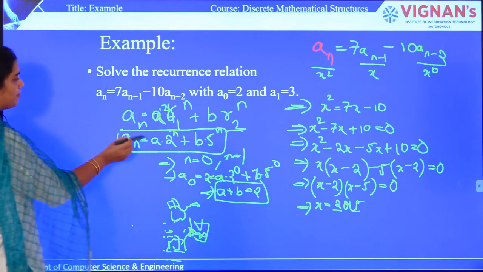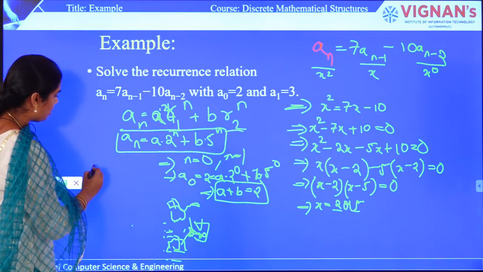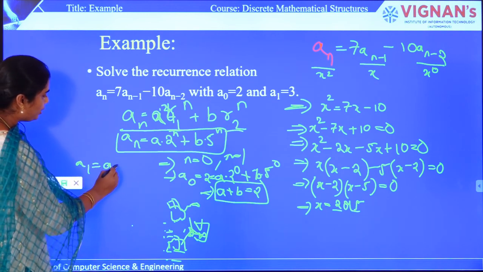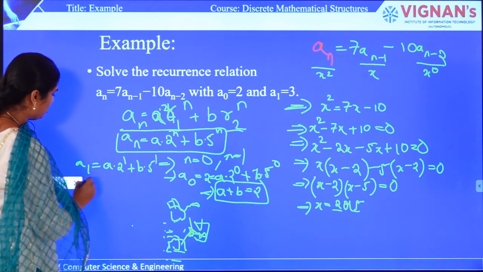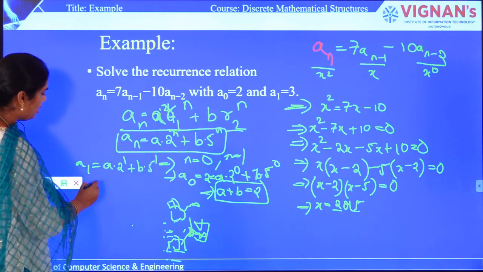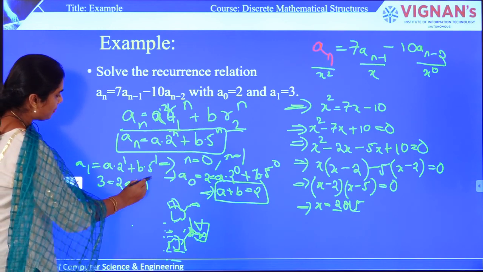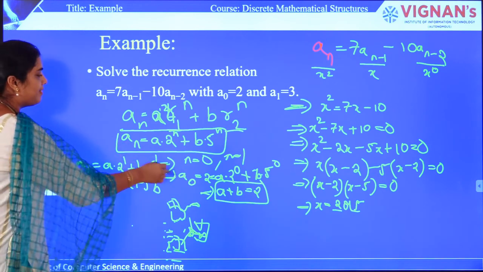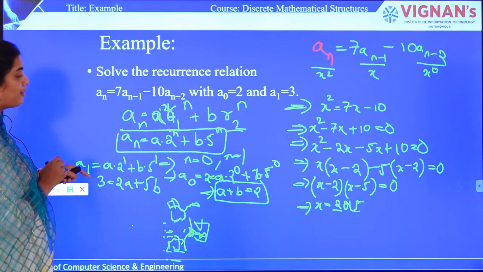Now, let me substitute n equal to 1. In this equation, if I substitute n equal to 1, then a1 is equal to a into 2 power 1 plus b into 5 power 1. So a1 is equal to what we know? 3. 3 is equal to 2a plus 5b. This is one equation and that is one equation. So we will need to solve both these equations in order to get the solutions of a and b.